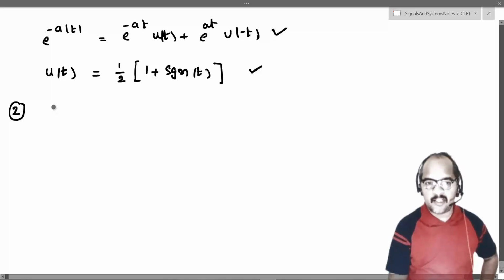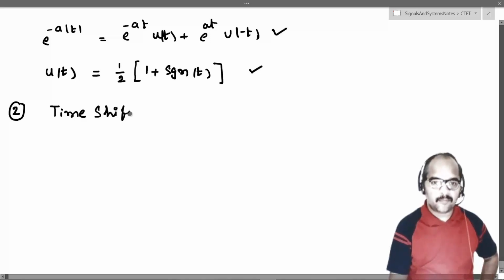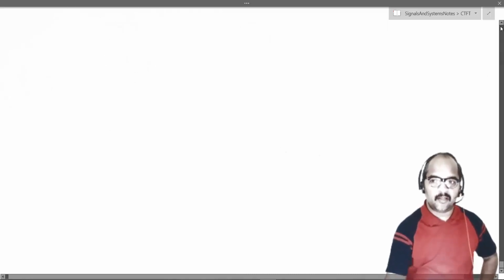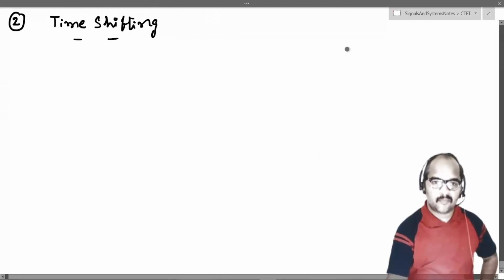Let's move to the second example, which is time shifting. Okay, so time shifting property. What does this say? This says let x of t have x of j omega as the Fourier transform.